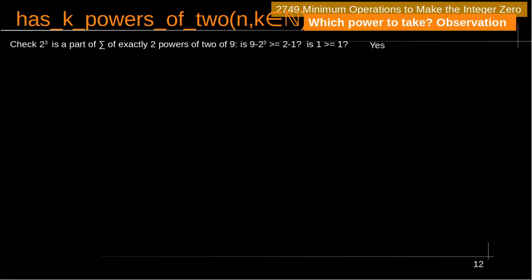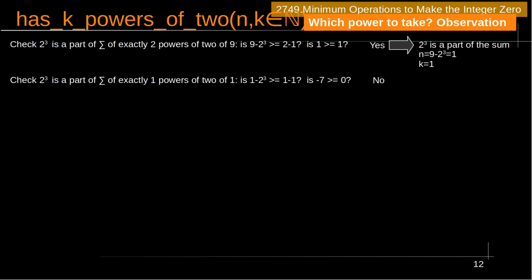Check if 2 power 3 is a part of 9. Of course, yes, here, because 9 minus 2 power 3 is greater or equal to 2 minus 1. 1 greater or equal to 1. The answer is yes. So 2 power 3 is a part of the sum. We compute n is equal to 1. It remains 1 power.